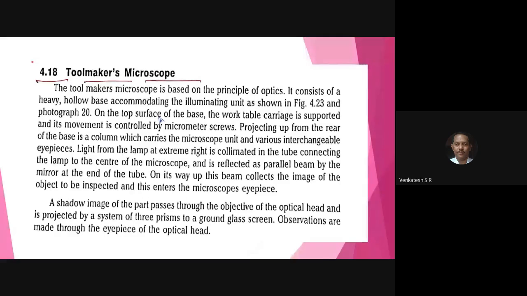I repeat, please write down the question. Explain briefly with a neat sketch tool maker's microscope. Question mark. List the applications and limitations.